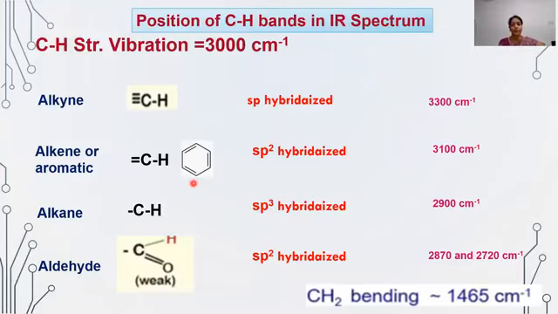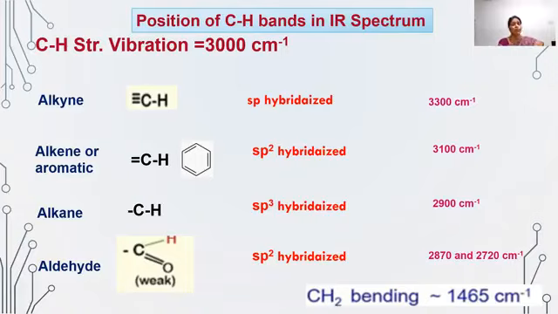Now we discuss the position of different functional group bands in IR spectrum. First, we are taking position of CH band. Since we are discussing organic compounds, and in organic compounds, the backbone or the main unit is the carbon, and carbon is always associated with hydrogen. So position of CH band in IR spectrum.